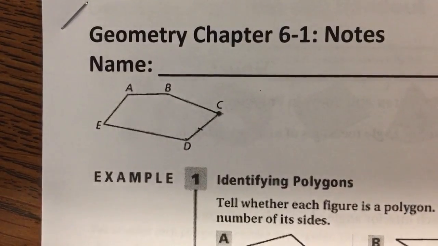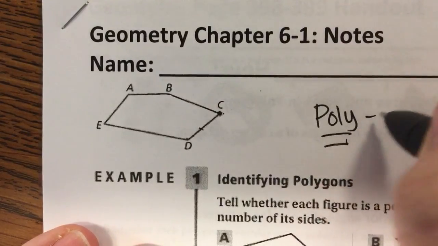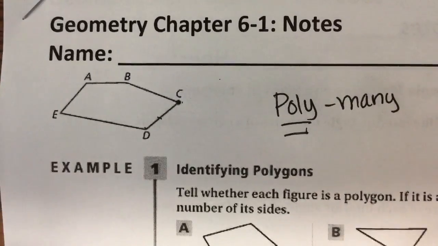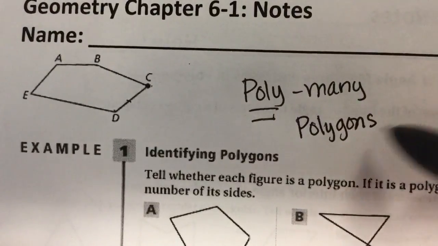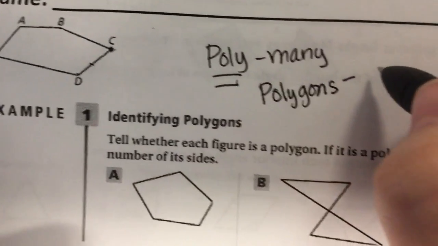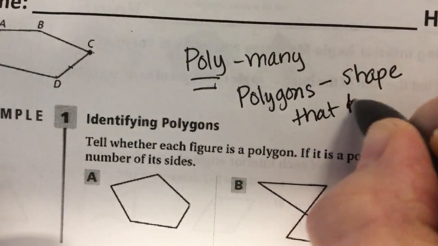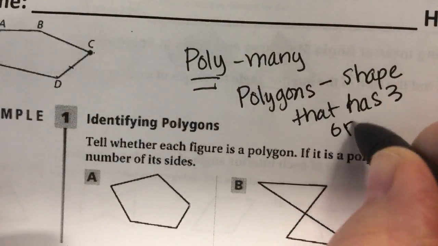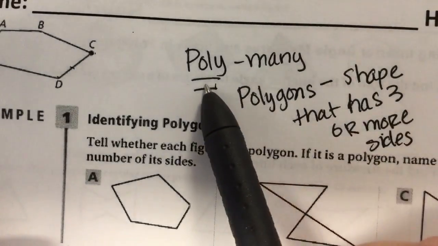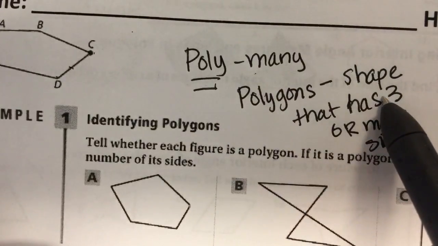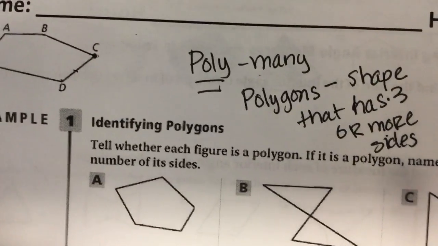Okay, so today we're going to talk about polygons. Just to refresh our memory, poly means many. Okay, so when we talk about polygons, we are talking about a shape that has 3 or more sides. Okay, so poly means many. Anything from a triangle all the way up to a dodecagon would be a polygon. Anything with 3 or more sides.